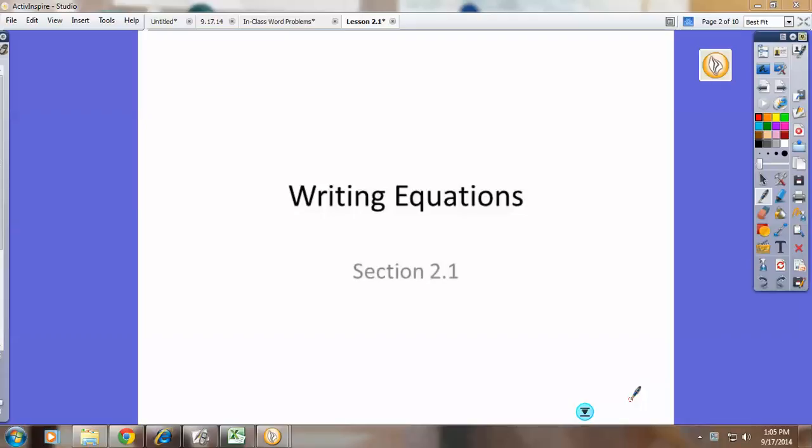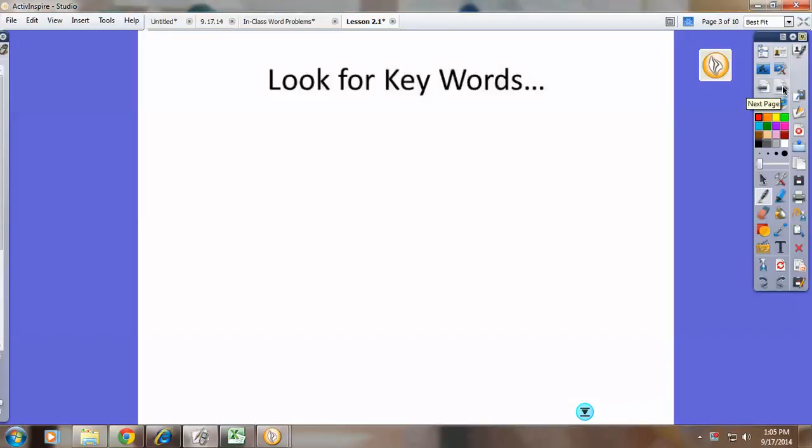This is section 2.1. You all have a handout for the notes. In this section, we are going to be translating verbal sentences, or English. We're changing English into algebra. So to get us started, we're going to talk about some key words, some words that you are familiar with.